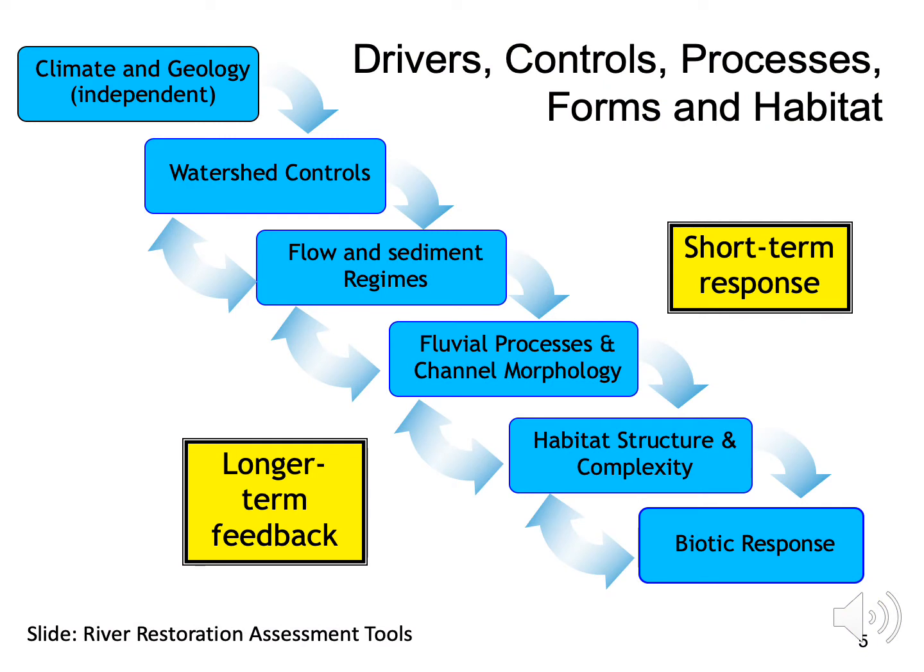Here is a flow chart of geomorphic processes. You start with, often we consider climate and geology in your watershed as independent drivers. They are given parameters that we are not going to change. That moves into watershed controls. And at that point, we're talking about catchment scale processes. We're talking about large scale hydrologic inputs, sediment fluxes, where you are in the watershed is really going to control that. Those come together to produce a flow and sediment regime.